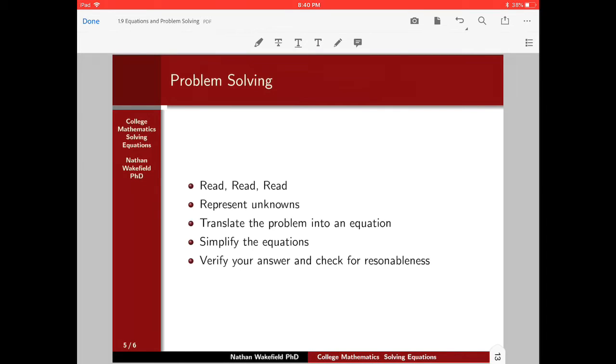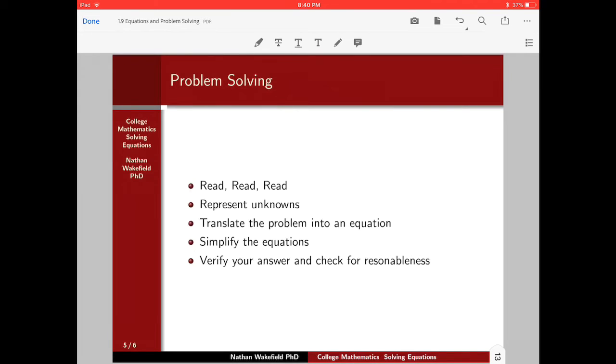On your homework, on your quizzes, even on tests, I would encourage you, especially if you're taking the test somewhere by yourself, to read the problem out loud. Even reading it out loud can make a big difference. Second, you want to represent unknowns. In the previous problems, we had x being a variable or an unknown. Use letters to represent unknowns.